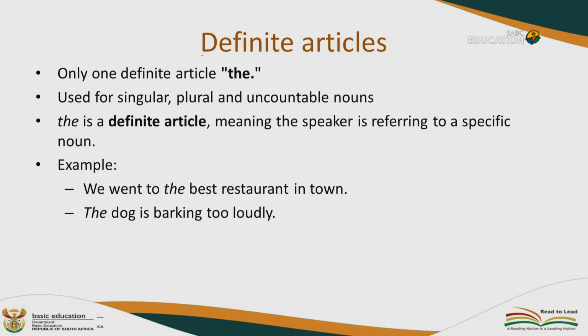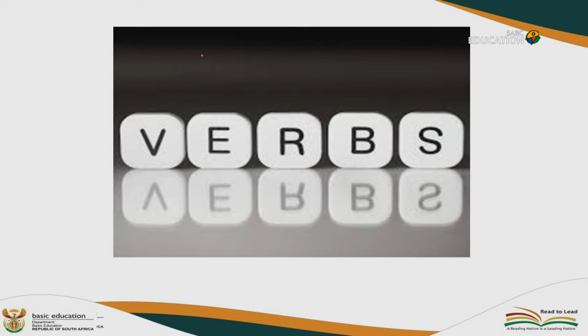There is only one definite article, the. The is definite because it specifies exactly who it's talking about or who it's referring to. We went to the best restaurant. The dog is barking loudly. Let's go to verbs.